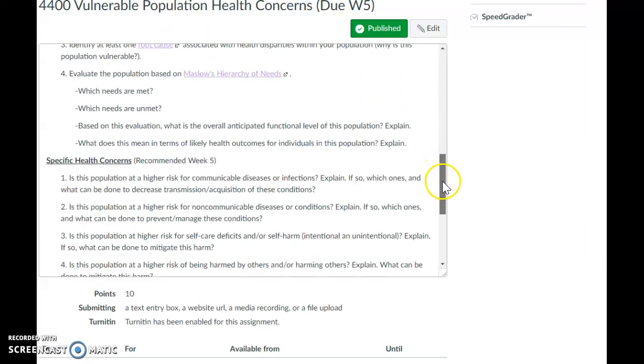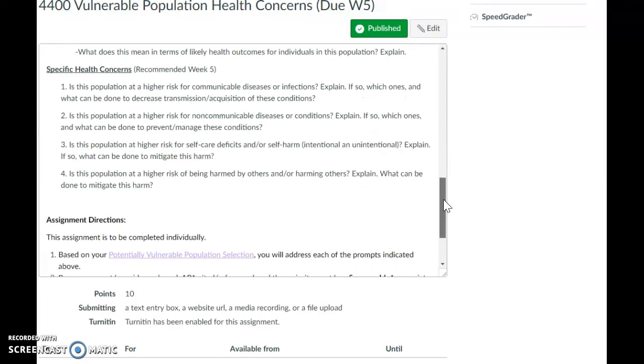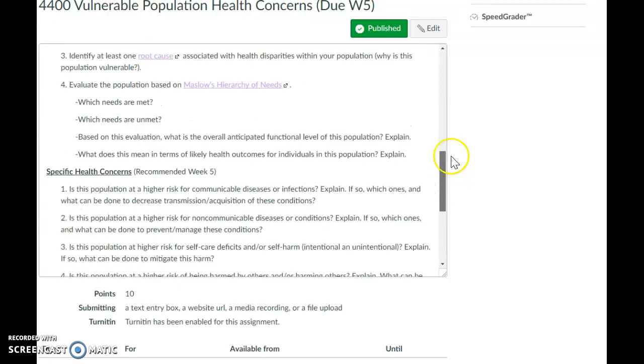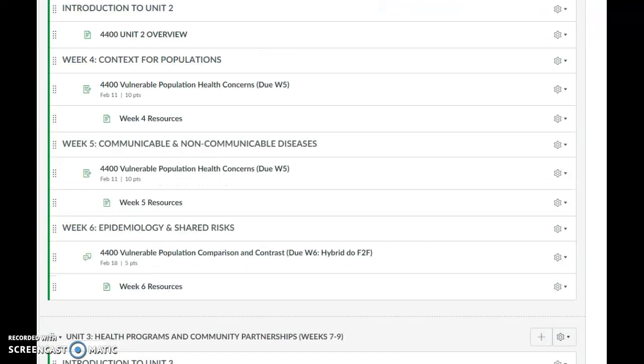You're also going to go down to the specific health concerns. And this is where we look more at, for your specific population, are there higher risks for communicable and non-communicable conditions? There's a lot more information in the resource page that can link you to areas where you can find some of this information for your populations. I encourage you to explore other scholarly sources as well. So you do need to make sure that by the end of week 5, you've gone in and done this content and submitted all as one section. So again, week 4, you work on this assignment, you continue on it with week 5 and submit it then.